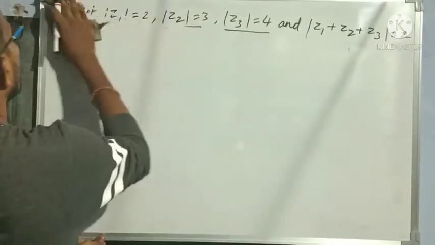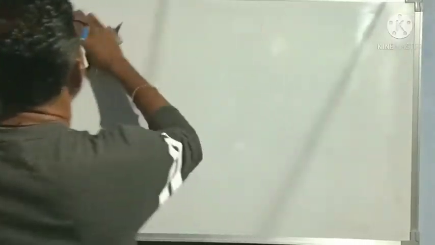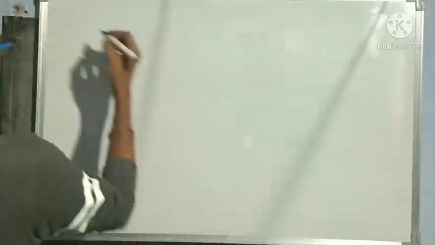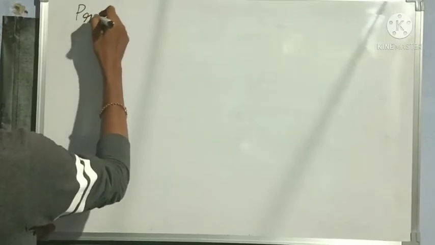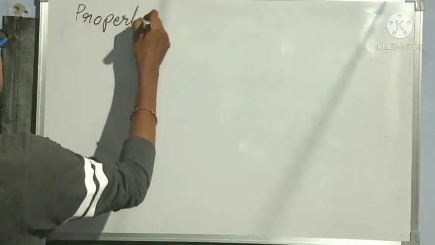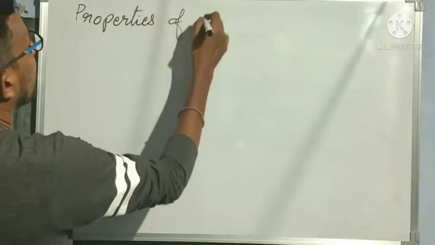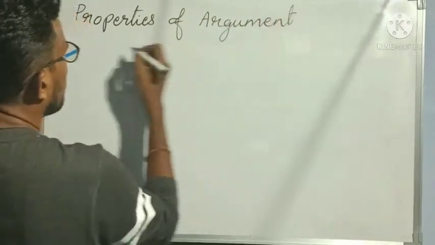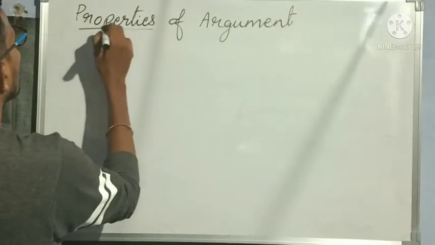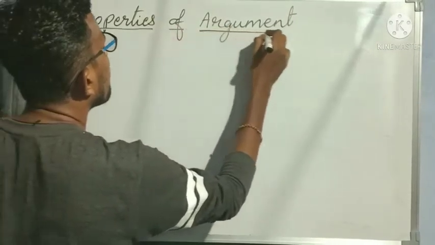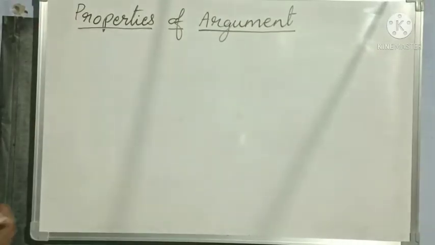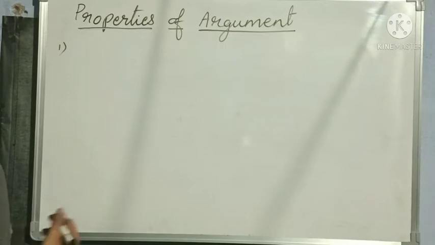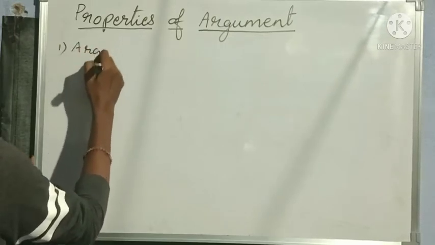So what are the properties of argument? Next concept, properties of argument. We have the first property, that is argument of a complex number.